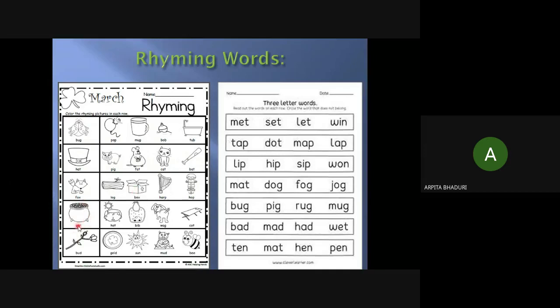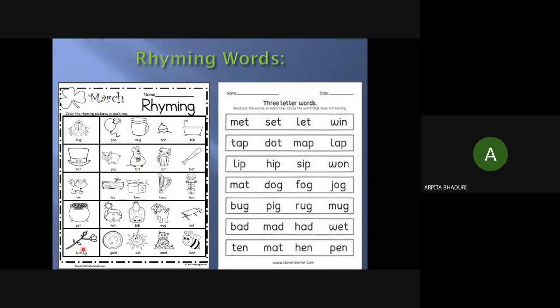Next is, are you getting it? What to do in the worksheet? Which word will match with it? You will color. Next is pot. Yes, to color with the pot, rhyming word. That picture you have to color. Next is hot, bib, wag and caught. Which will match? Hot and caught will match with the pot. So hot and caught you will color. The first and the fourth one.